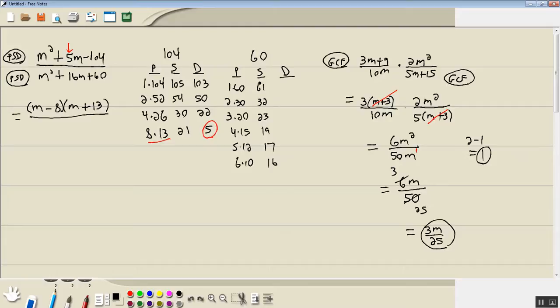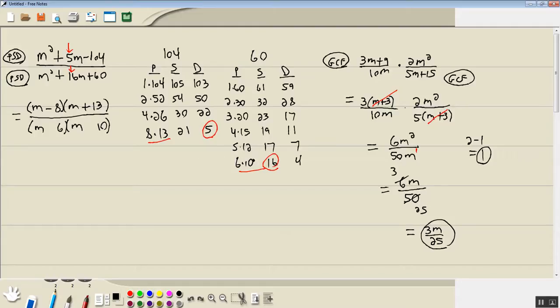Subtract them. The difference column. Smaller from larger. 60 minus 1 is 59, 30 minus 2 is 28, 20 minus 3 is 17, 15 minus 4 is 11, 12 minus 5 is 7, 10 minus 6 is 4. Now again, the number we're looking for is the number in our middle term, which is 16, which is right here, which means we use 6 and 10. Okay, 6 and 10.